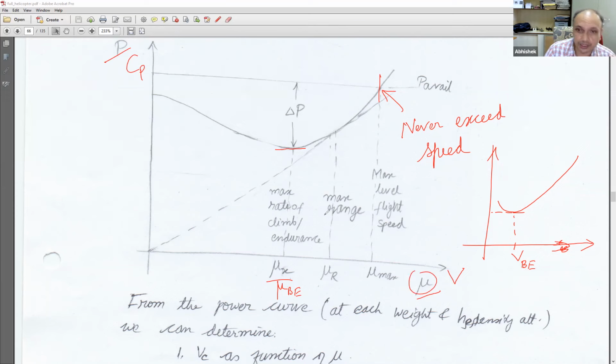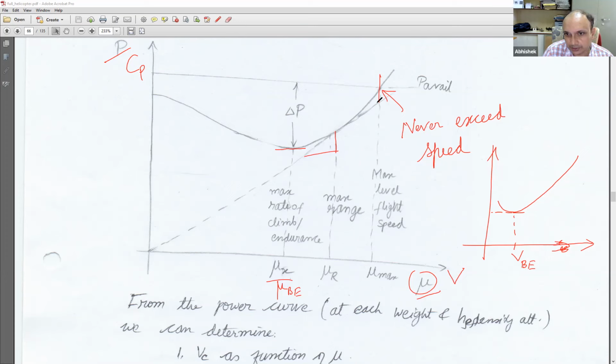So for a CP versus mu diagram, I can draw a tangent to this power graph from here, when it is plotted at the true scale. And this tangent would actually give me the propulsive efficiency. And that's what actually gives me the best range. So this is the speed which will fetch me the best range.